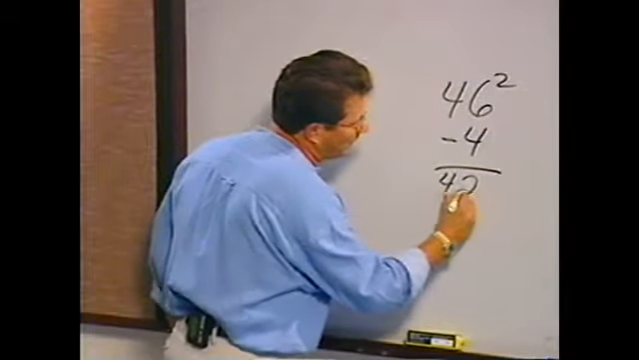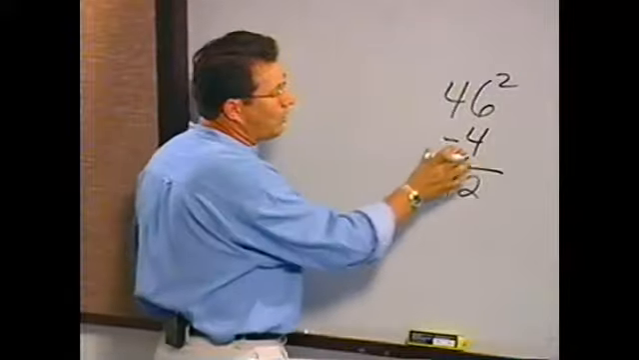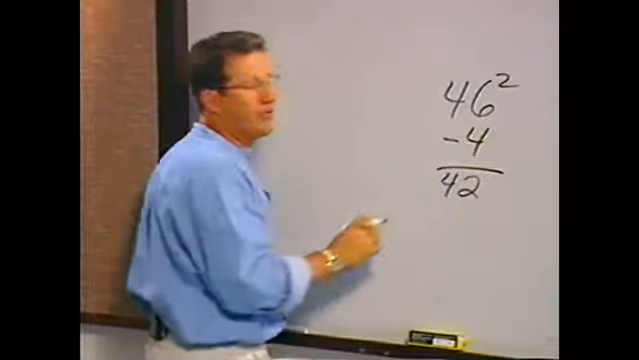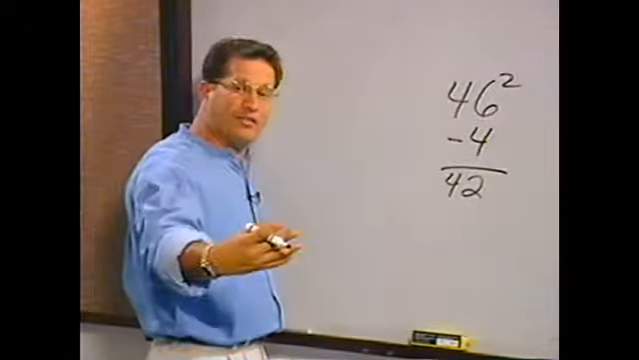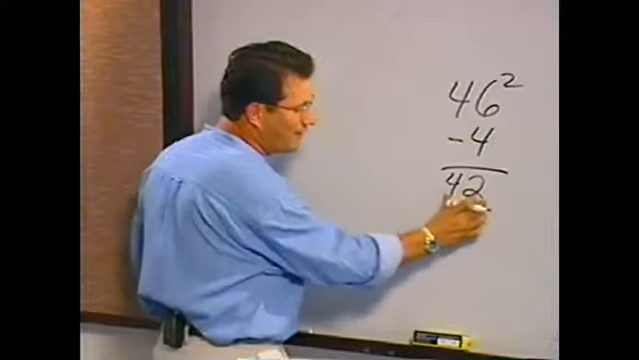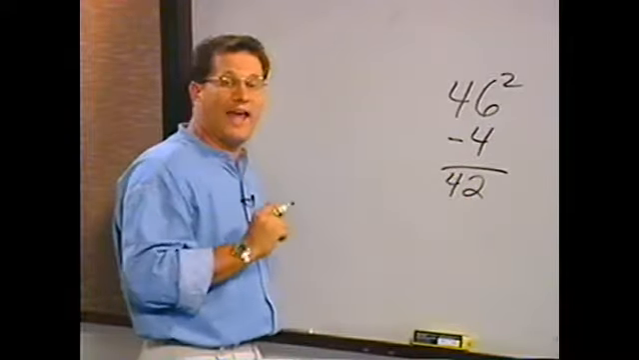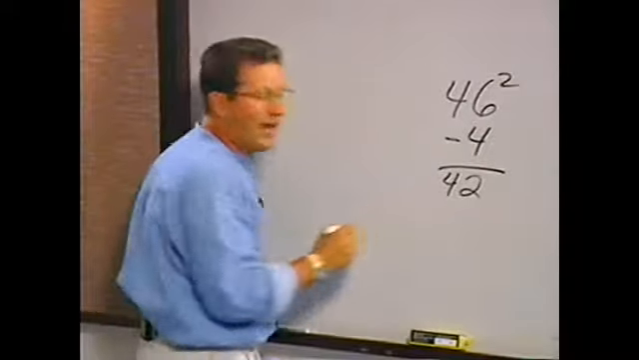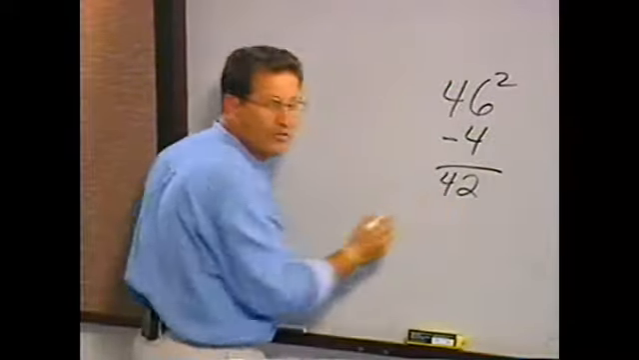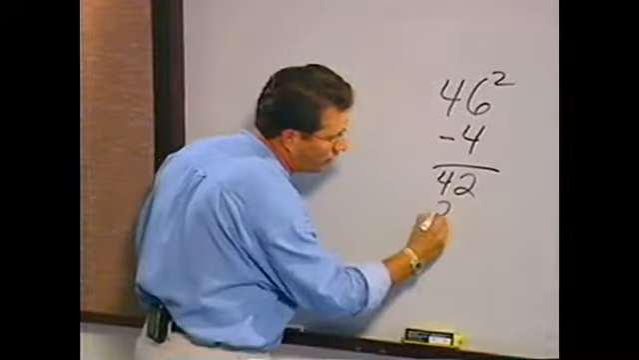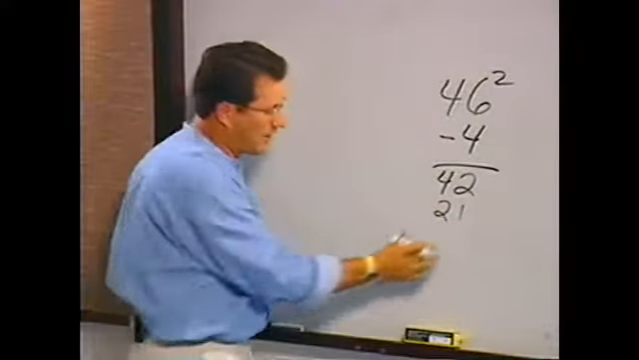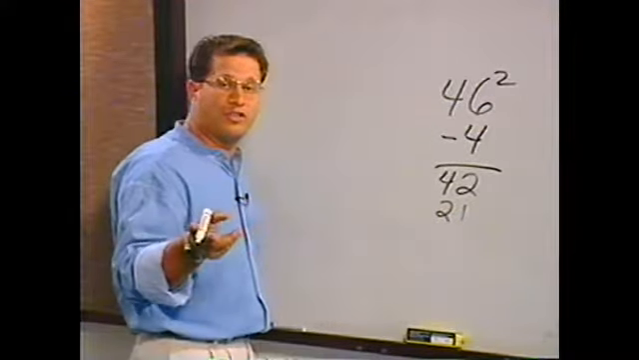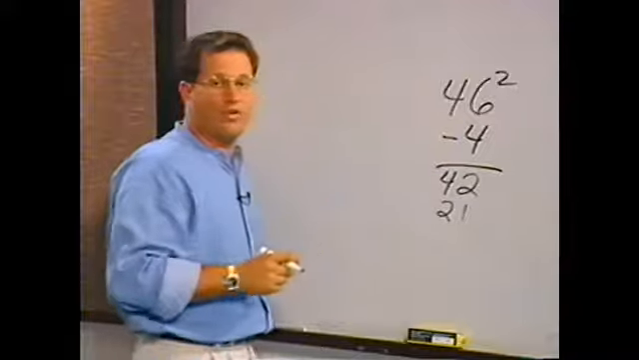42. But here's where the trick comes in. We're going from 50 now. We're not going from 100. Isn't 50 half of 100? So when you get to this number here, you've got to cut it in half. That's the only trick. So what's half of 42? You can just look at it and figure it out. What's half of 4? 2. What's half of 2? 1. So now you got 21. That's the first two digits in the answer to 46 times 46.